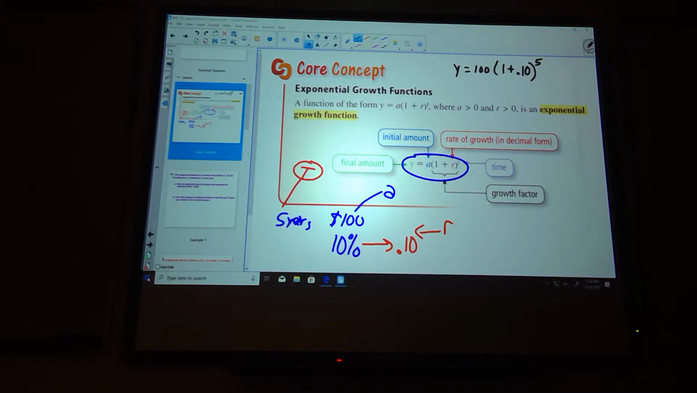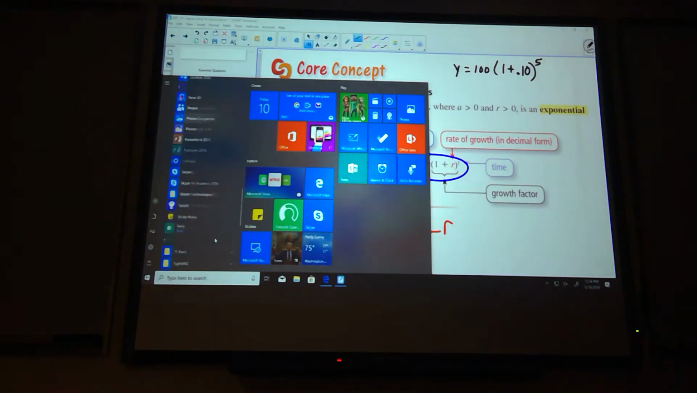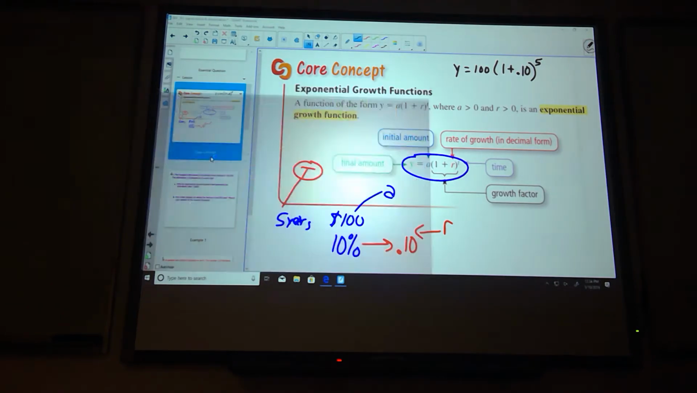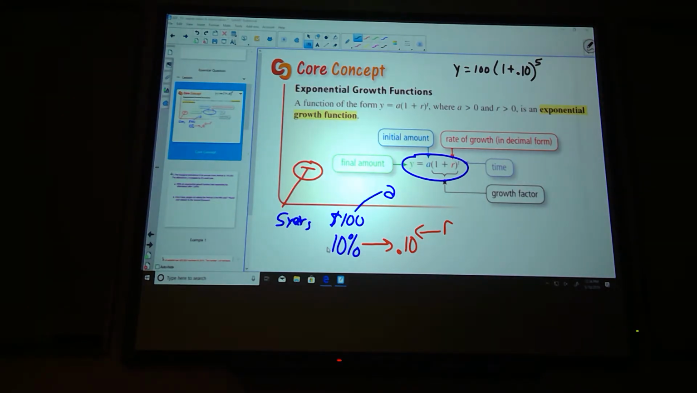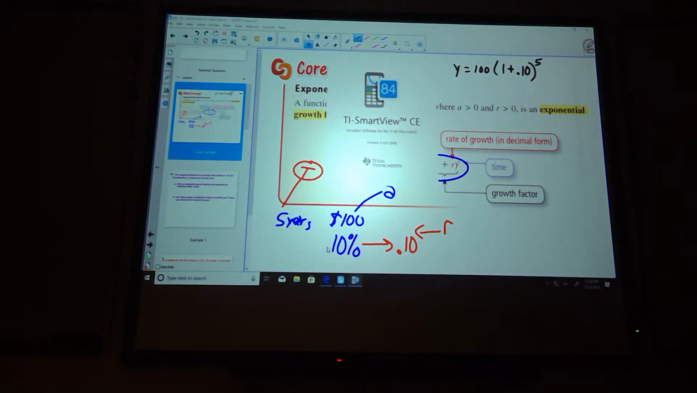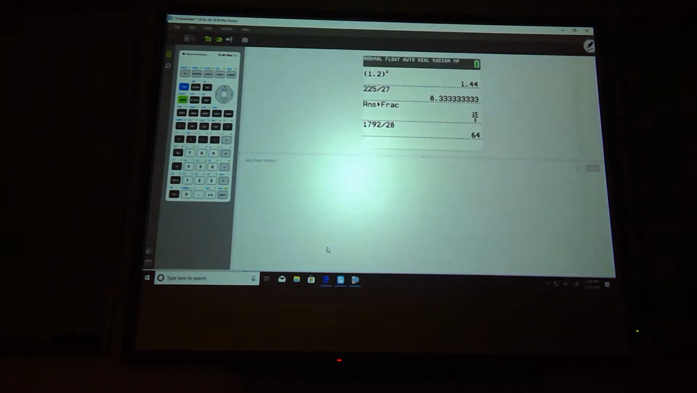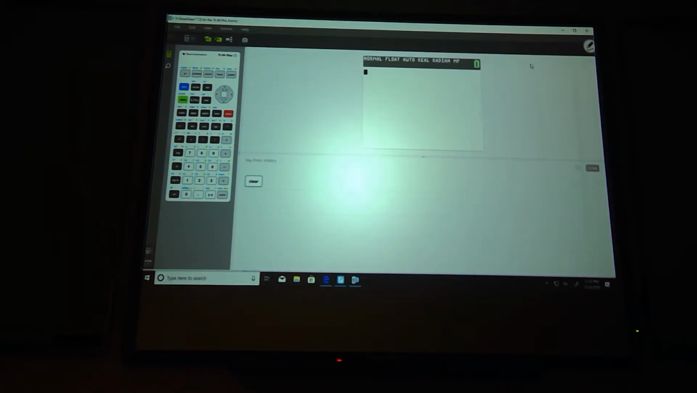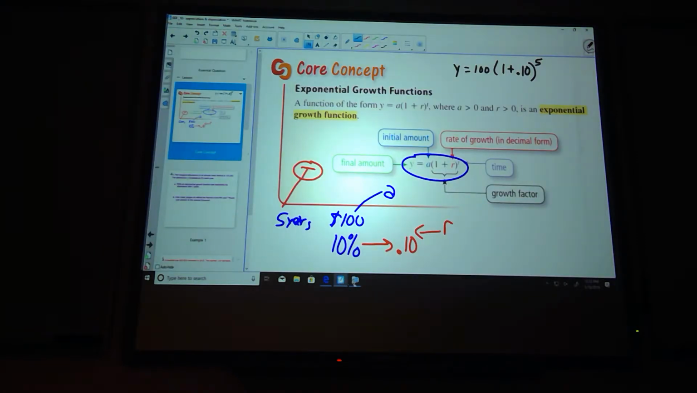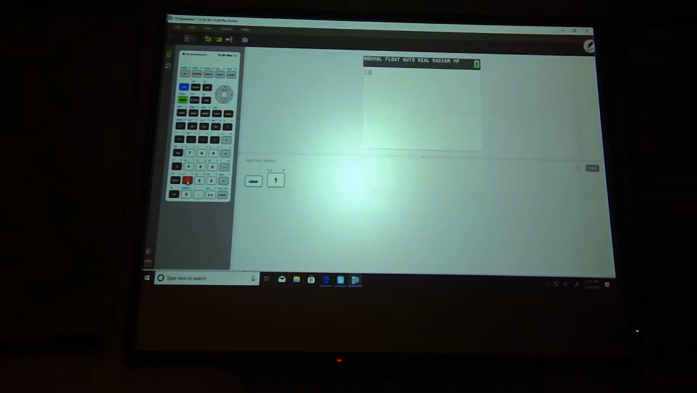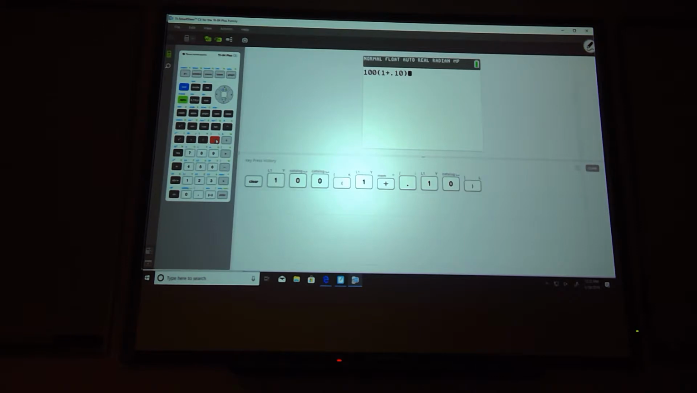So I'm just going to pull up a calculator. Let's see if we can play this a little bit. And this will pretty much work on any scientific calculator. This is just the one I have available for us. Hey, what is 1 plus 0.1? Is it just 1.1? Yeah. Okay. Let me clear this. So I have 100, and then I have 1 plus 0.10, and it's raised to the fifth.